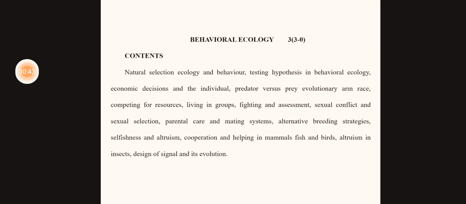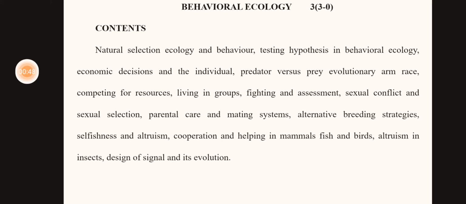Natural selection, ecology and behavior, testing hypotheses in behavioral ecology, economic discussion, and the individual predator versus prey evolutionary arms race, competing for resources, living in a group, fighting and assessment, sexual conflict and sexual selection, parental care, mating systems, alternative breeding strategies, selfishness, altruism. These are all behaviors: cooperation and helping in mammals, fishes and birds, altruism in insects, design of signals and its evolution. These behaviors occur in an organism as it reacts with the environment, but we will also discuss evolution, how they change with the passage of time.